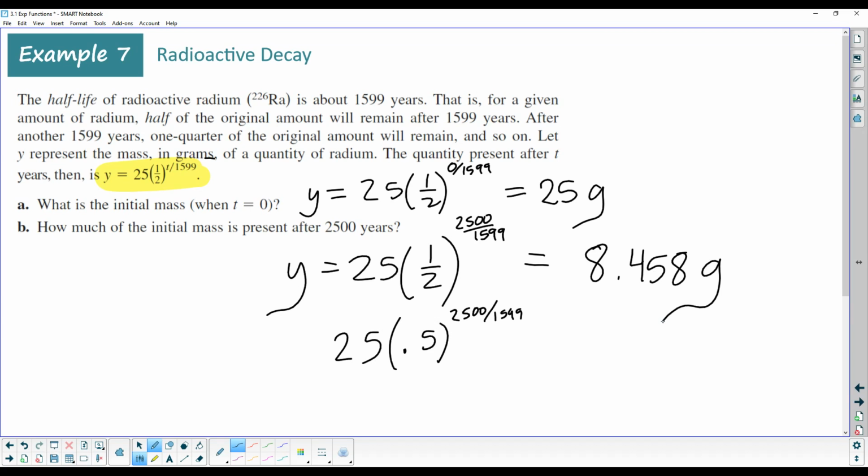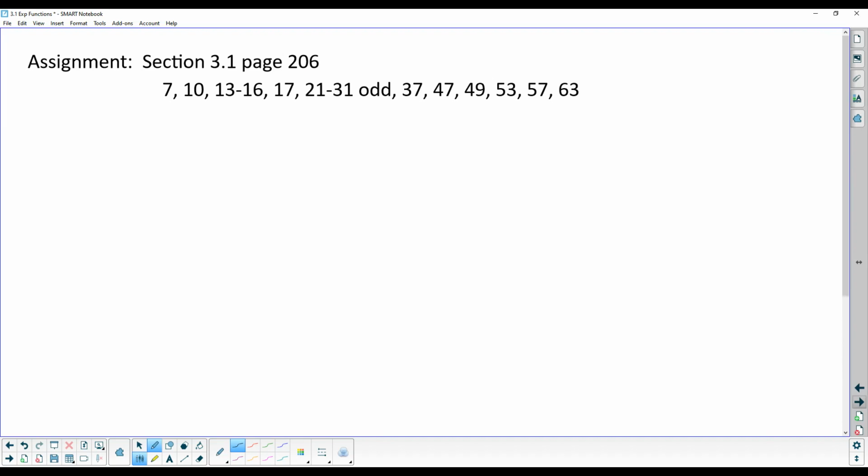Does anybody have questions on that? Okay, here's your assignment. I have the problems printed, but it's in your book. Some of the answers are in the back of the book, but I'll get the answers on Canvas. Since it's a new unit, they're not there yet, but I'll get them there.